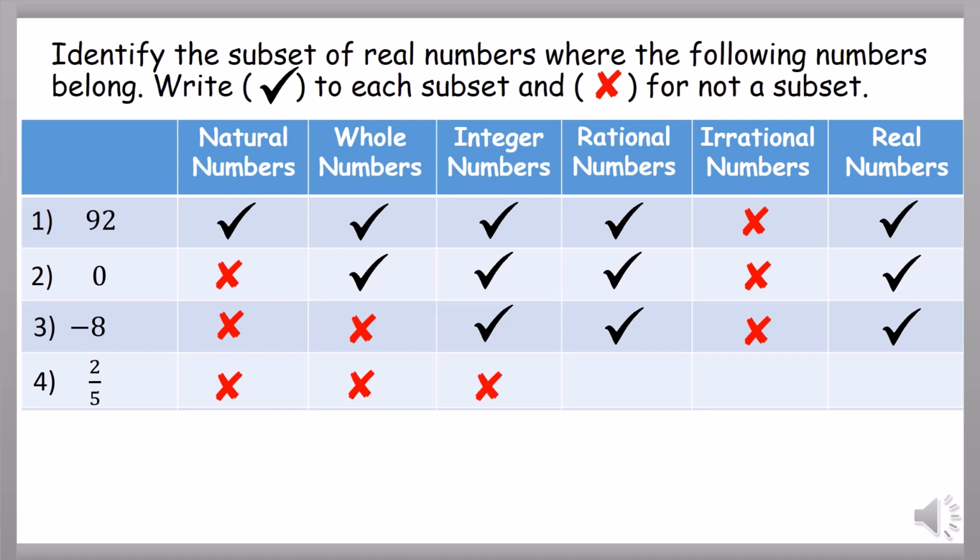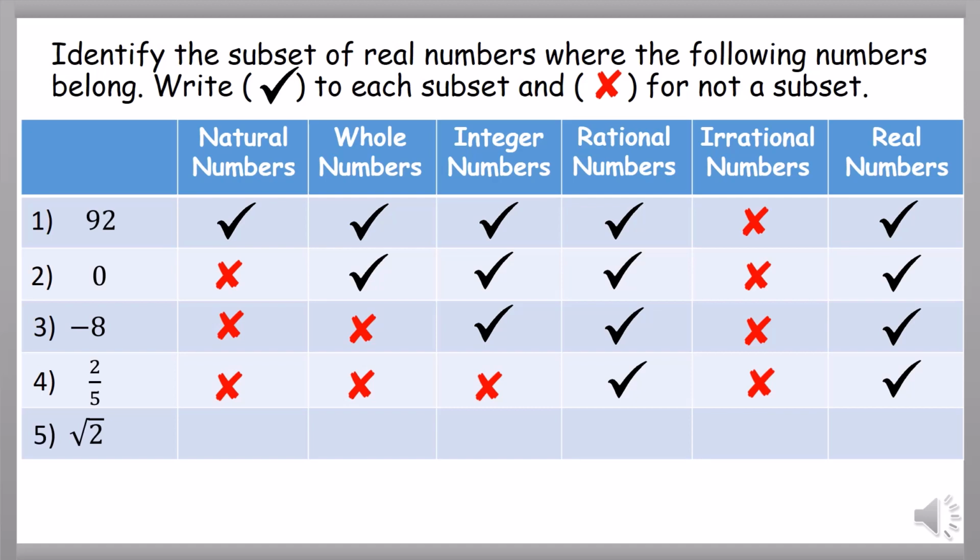How about rational numbers? Is 2/5 a rational number? Yes, of course, it's very obvious since it is already in fraction form. So if 2/5 is a rational number, can we say that it belongs to the irrational numbers? The answer is no. Is 2/5 a real number? The answer is yes. For question number 5, square root of 2.